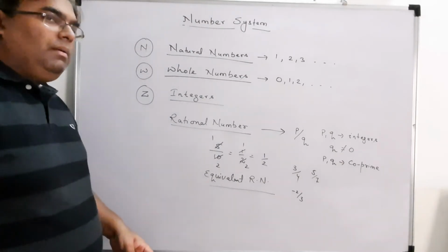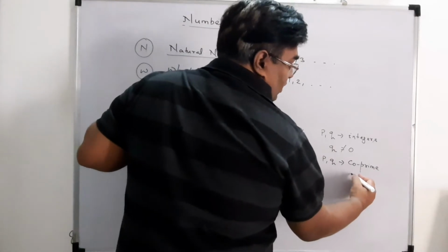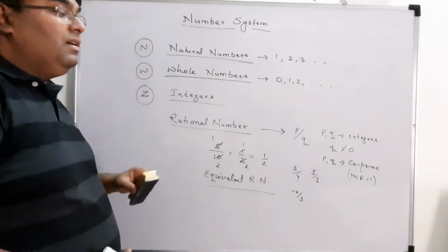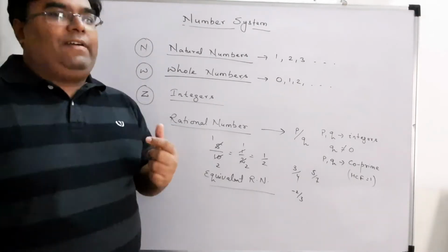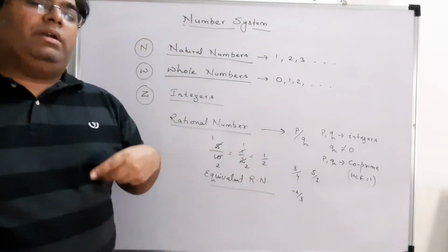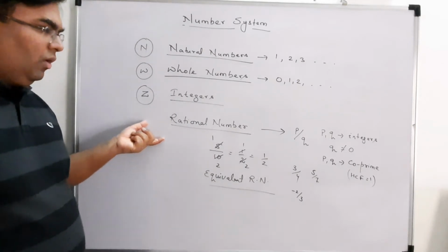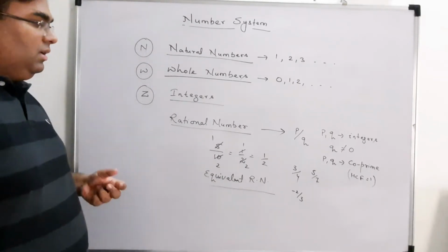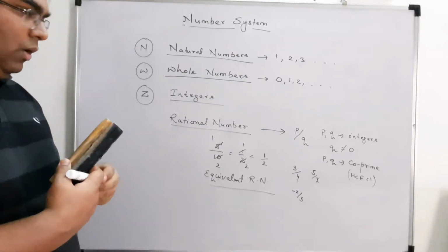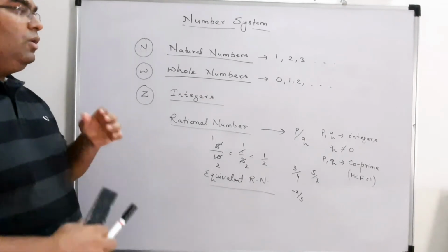What is the meaning of co-prime? That they don't have any factor other than 1. HCF is 1. HCF is the highest common factor. So if the HCF of two numbers is 1, it means they cannot be reduced further. Now we need to learn rational numbers in detail: how to represent them on the number line and how to find rational numbers between any two rational numbers or integers.